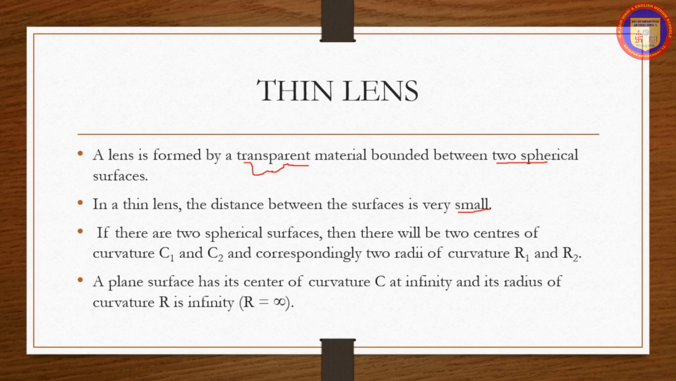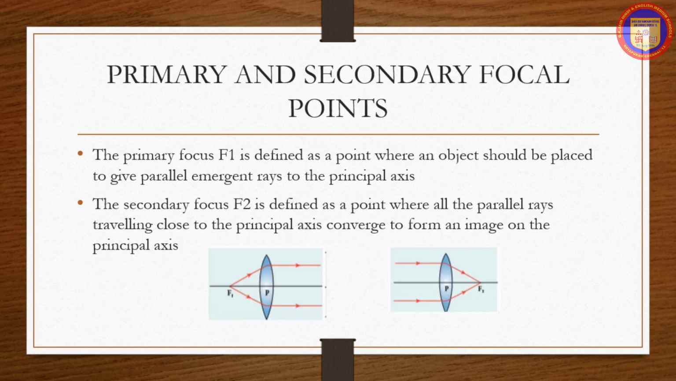If there are two spherical surfaces, then there will be two centers of curvature C1 and C2 and correspondingly two radii of curvature R1 and R2. A plane surface has its center of curvature C at infinity and its radius of curvature R is also infinity. Now we'll see the two types of focal points. One is the primary and another one is the secondary focal point.